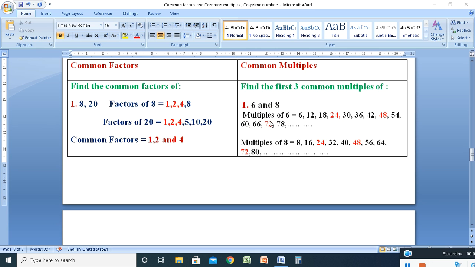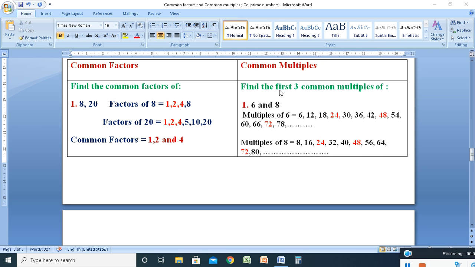So you already know the table of 6, right? It's very easy to list out. Okay, so 6, 12, 18, 24, 30, 36, 42. Just list out the multiples of 6. And then next one, multiples of 8. So the next number here is 8, so list out the multiples of 8.